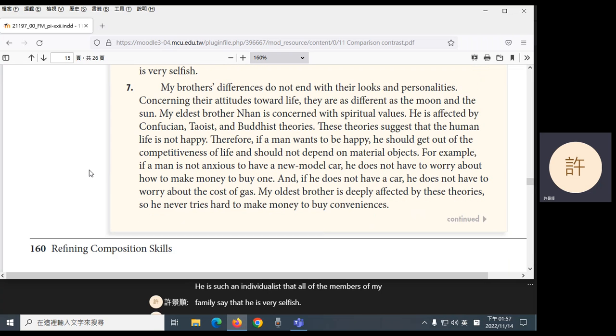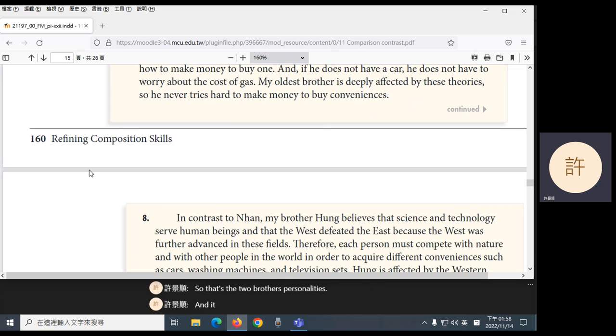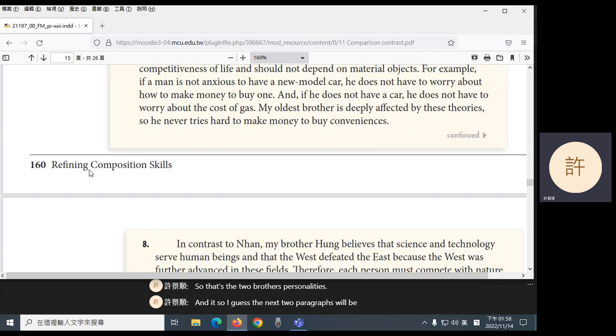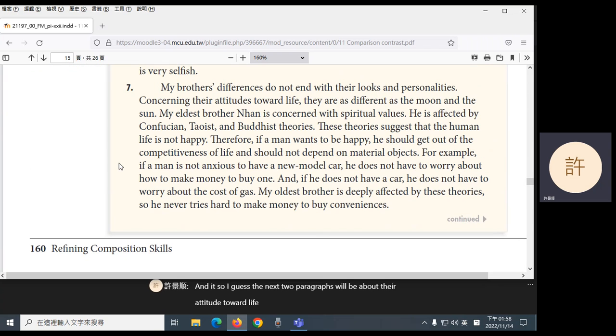So that's the two brothers' personalities. And so I guess the next two paragraphs will be about their attitude toward life. So this essay is taking a point-by-point contrast, each point telling us how the two brothers are different.